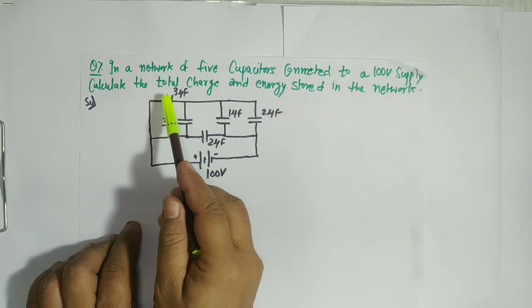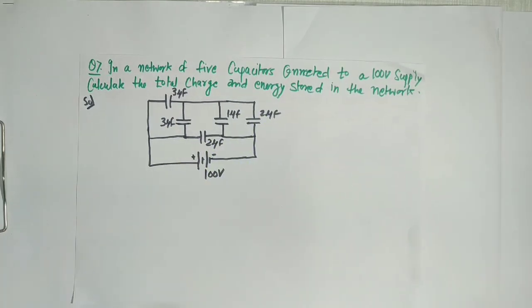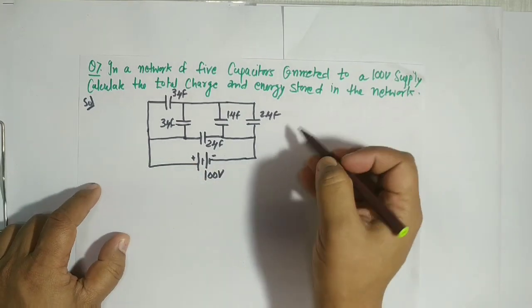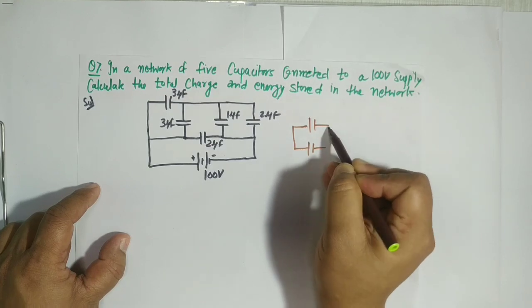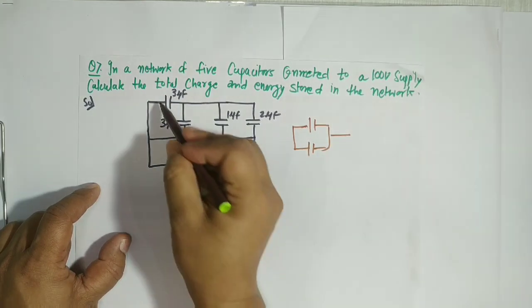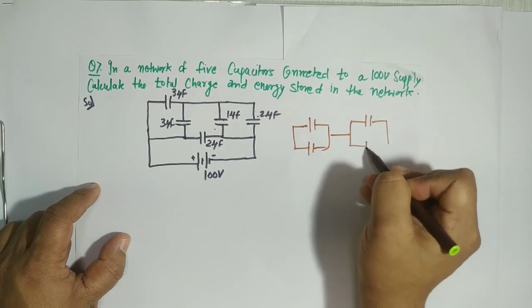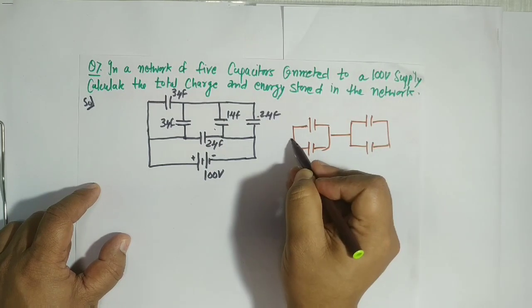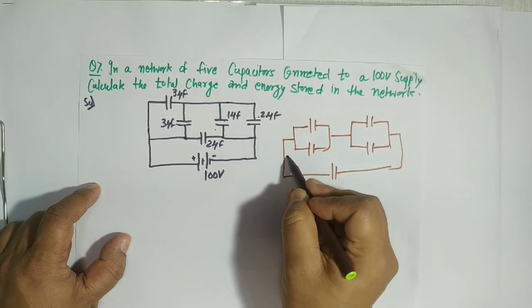So we have 5 capacitors: 3, 3, 1, 1, and in the middle it is 2, and this is 100 volt. First of all, we will arrange these capacitors. The arrangement can be done in this way. These 3 are in parallel, and then these two are also in parallel, so they will be written like this. And then this is parallel to 2. See the arrangement, how we are going to do it.